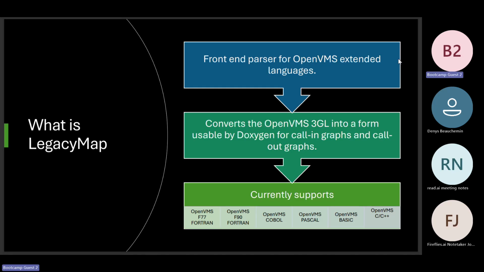Right now, we support VMS Fortran 77 and 90, VMS COBOL, Basic, and all of these. Of course, VMS has its own extensions, so we have to declare those and make them understood by Doxygen.